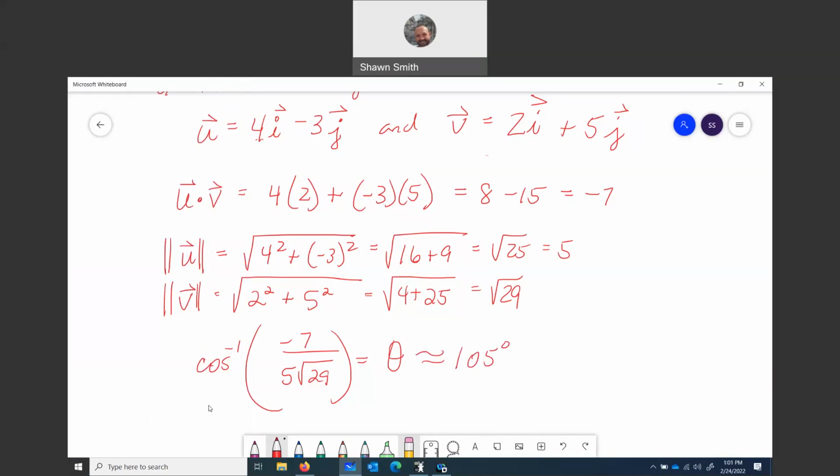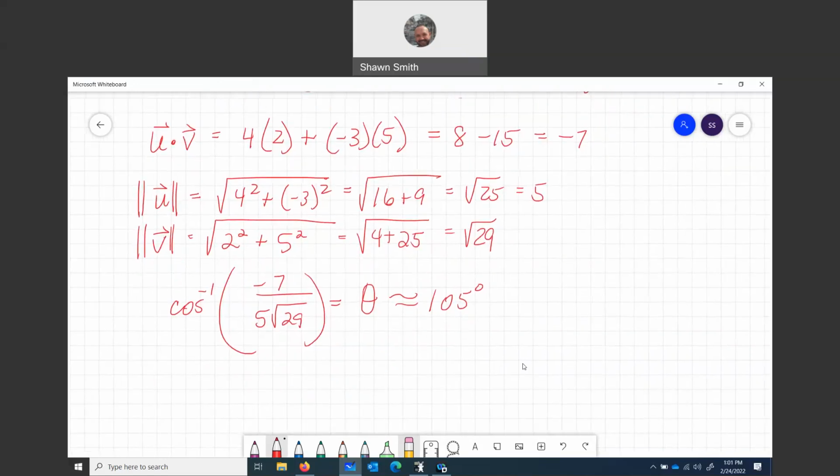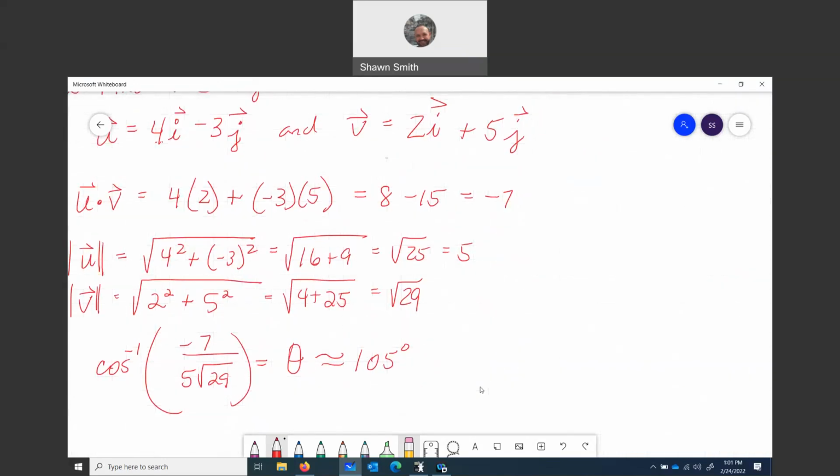And this is where it's a really good idea to check. Just plot u and v. Everybody should kind of have an idea what 105 degrees looks like, right? 90 degrees is a right angle, 105 is a little bit more than that, so it's an obtuse angle. So if I plot u and v, 4, -3, 1, 2, 3, 4, 1, 2, 3. In standard position, position vector, this is u. v is 2, then up 5, 1, 2, 3, 4, 5. That does look to be correct, right?